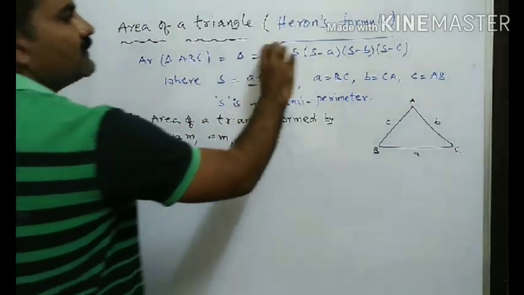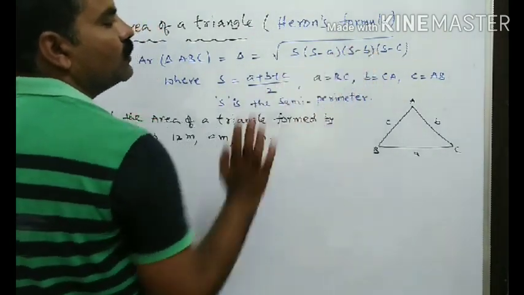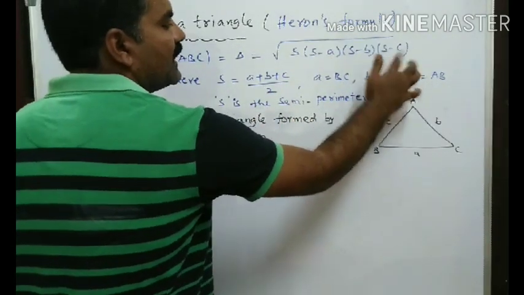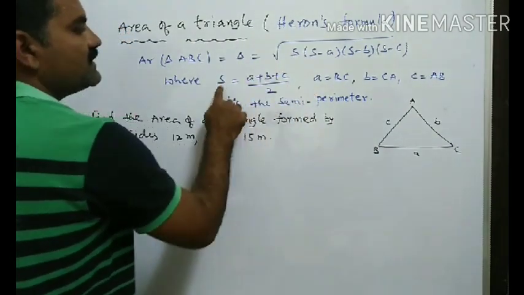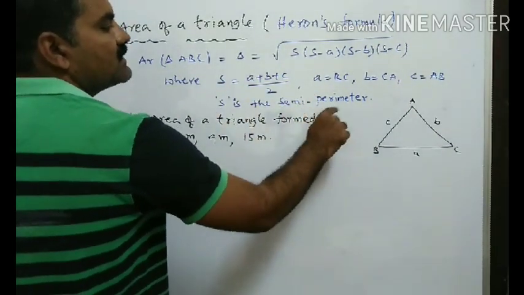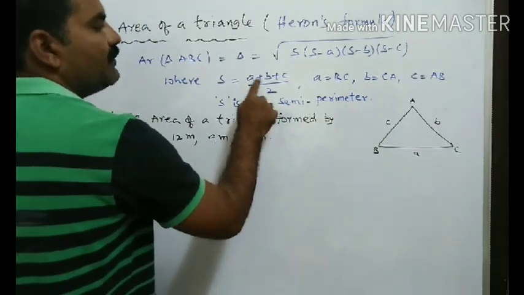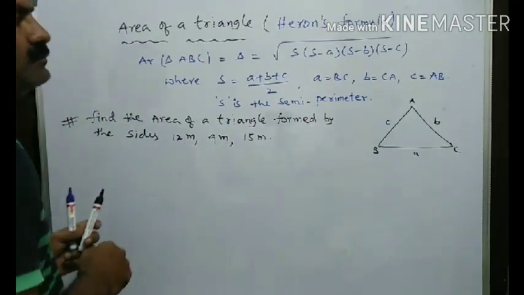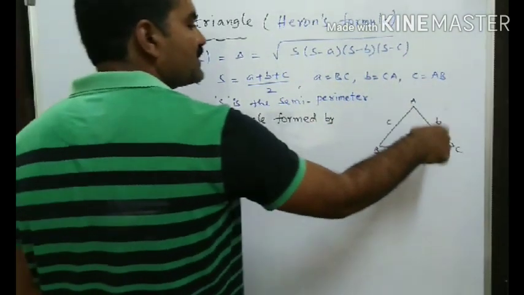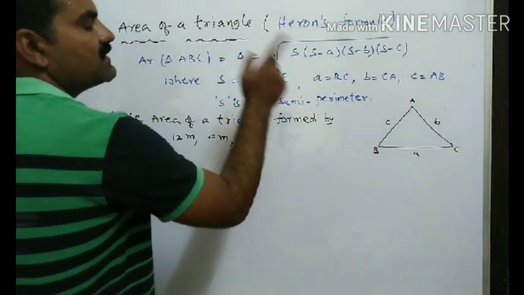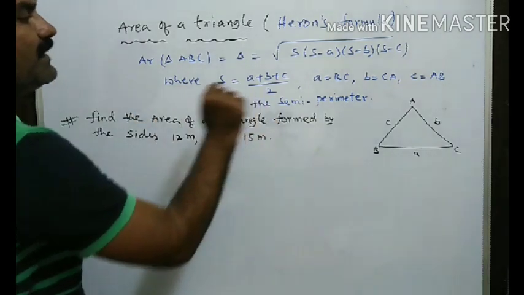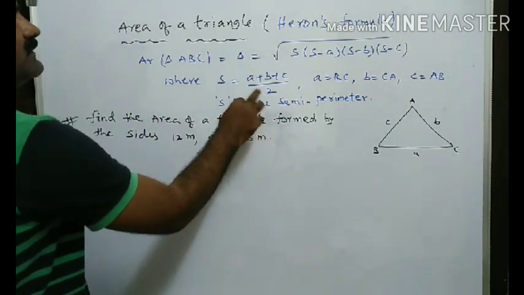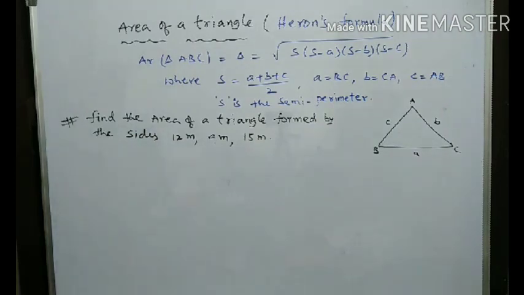So to apply this formula, we want to know what are a, b, c. They are nothing but lengths of the sides. And what is S? S is nothing but semi-perimeter. Semi-perimeter means A plus B plus C whole divided by 2, because perimeter is nothing but sum of the sides, that is A plus B plus C. But here S is semi-perimeter, so half of it.